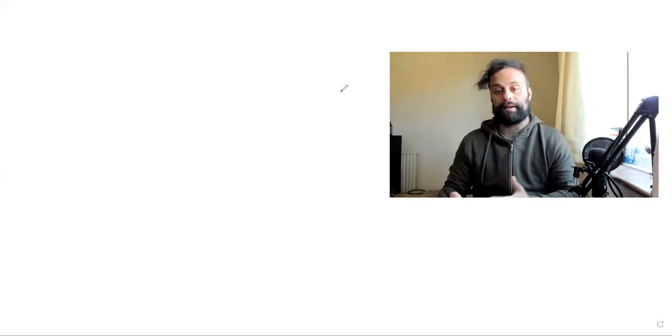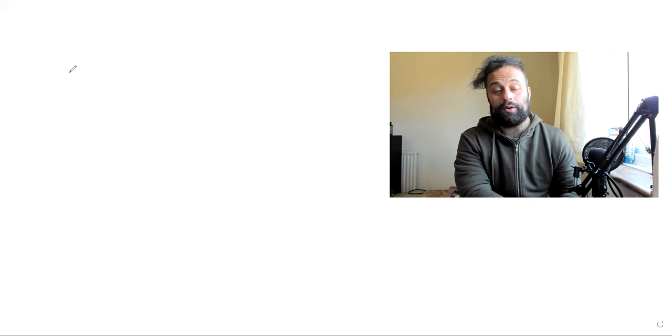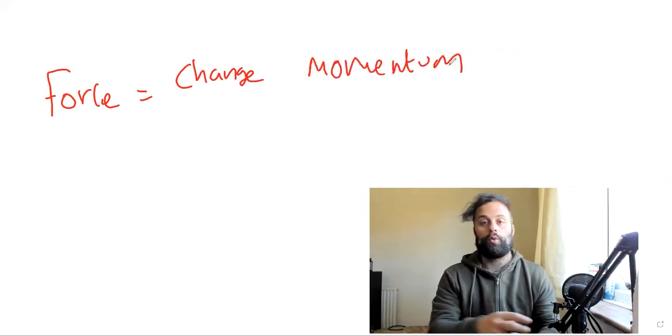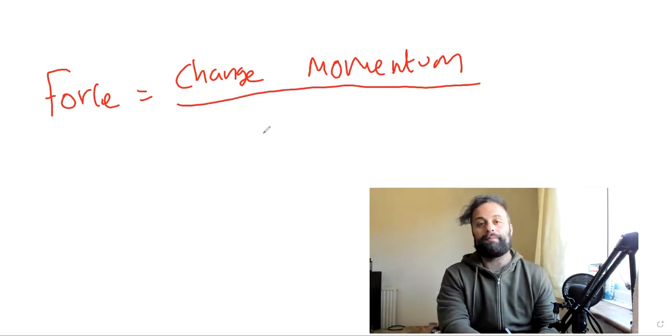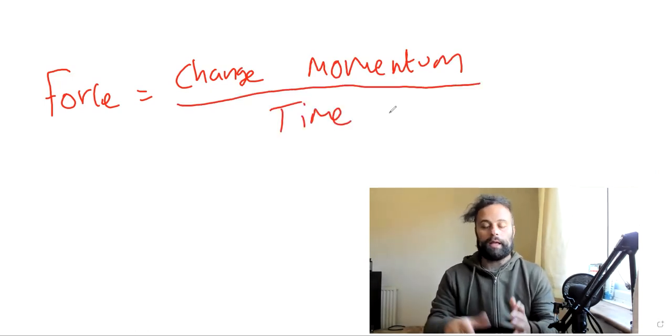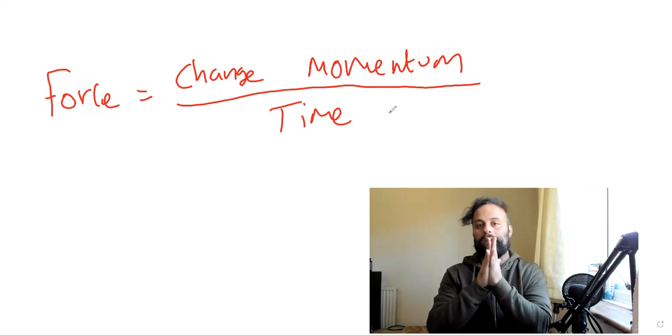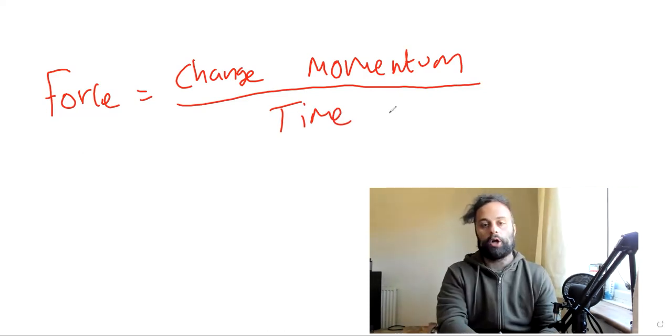So let's talk about impact time and the safety aspect. We know that force is equal to the change in momentum, which means the momentum at the end minus the momentum at the beginning, divided by the contact time. And the contact time is how long the two objects are in contact with each other. Now, the larger the contact time is, the smaller the force.